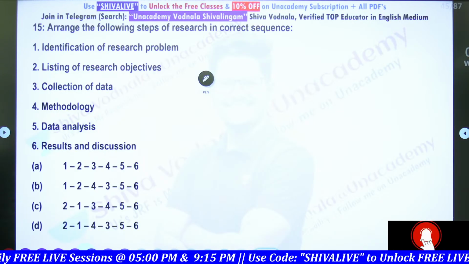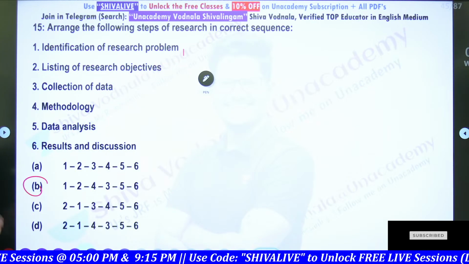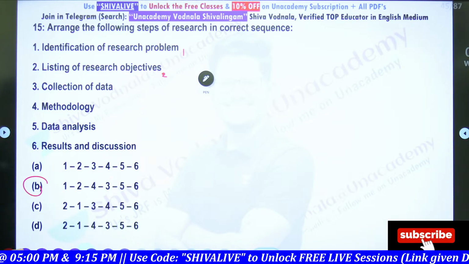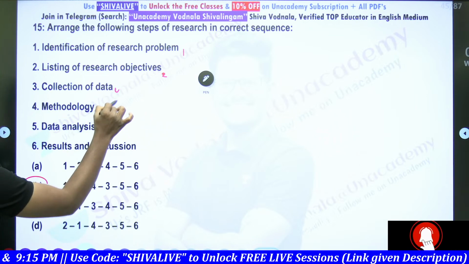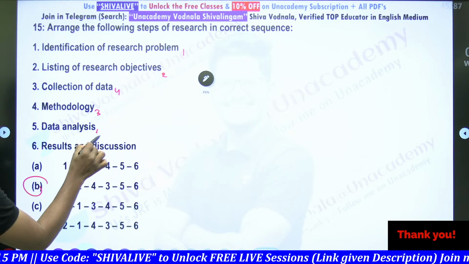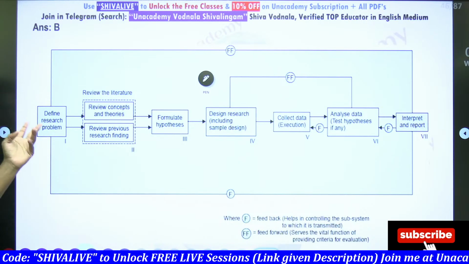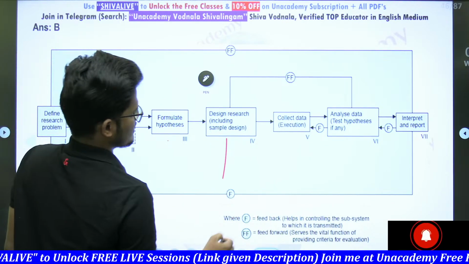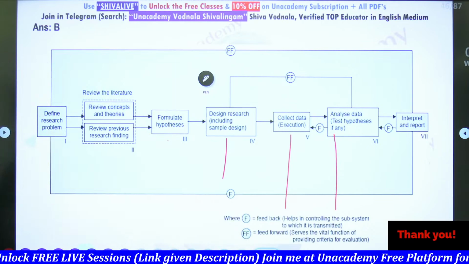So option B is the correct sequence. First, identification of the problem, later objectives, after that methodology, later collection of the data, after collecting, data analysis and the outcome. This is a simple step process: problem, review of literature, hypothesis, sample design, collection of data, analysis and interpretation and final conclusions.